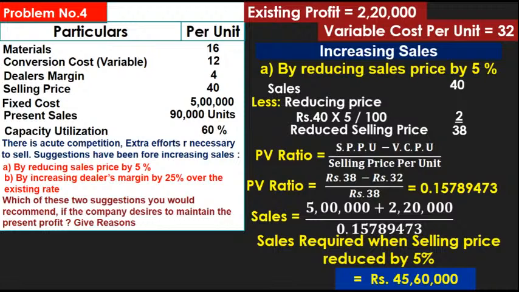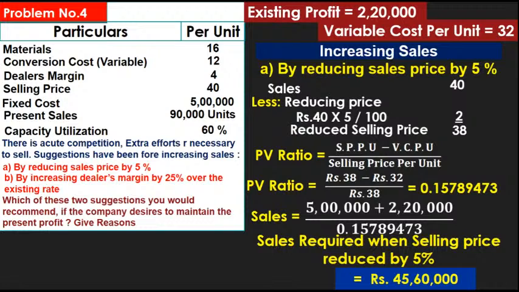What is meant by 45,60,000? When the company makes sales of rupees 45,60,000, then the company will get the present profit of 2,20,000. When the company makes sales of 45,60,000 rupees, how much profit will the company get? 2,20,000.